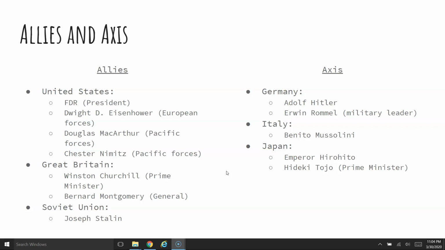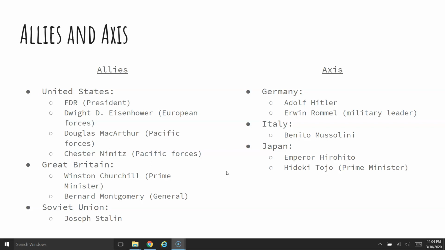When we talk about the European theater and the Pacific Theater, we are referring to the war efforts against Germany, that being Europe, and Japan, that being the Pacific. The political leader of Great Britain at this point in time is Winston Churchill, who is the Prime Minister, and really the only British military commander that you might need to know is Bernard Montgomery, who is a British general. And of course, the Soviet Union is led by the Soviet Premier, Joseph Stalin.